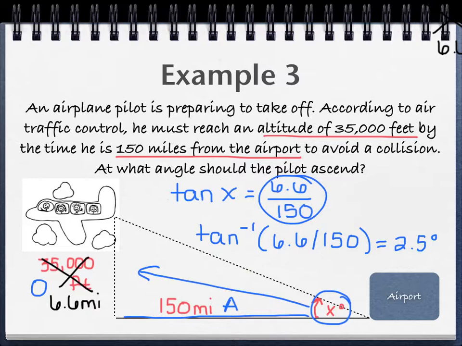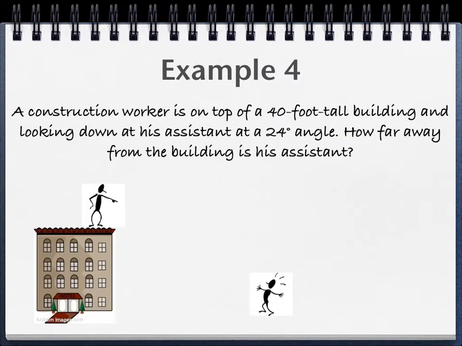That seems really tiny, but if you think about it, an airplane is going to take off at a really tiny angle. If it took off at a 45-degree angle, that'd be pretty scary. Okay, so that would be my angle of ascent, that 2.5 degrees. That'd be that right there. Okay, let's try one more. Okay, so let's give this one a shot.